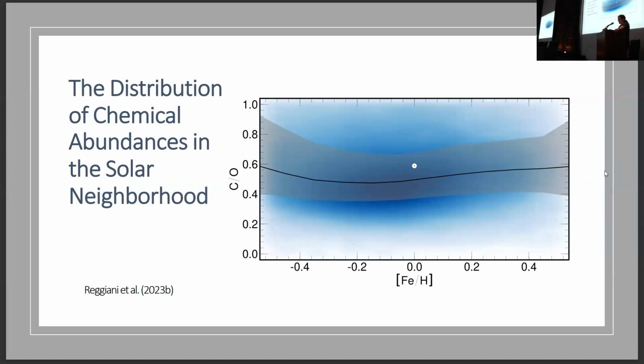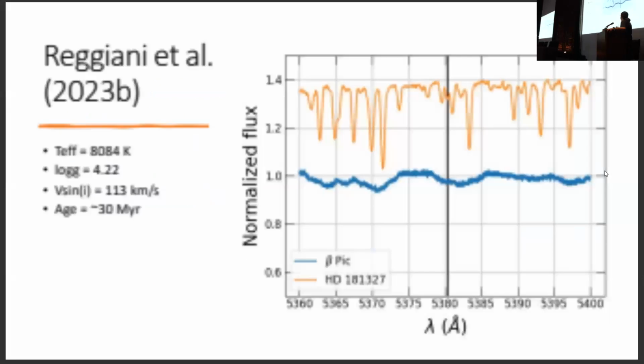So now we know we can't measure the disks because the disks have dissipated. If we assume solar composition, then it's probably incorrect because most of the stars in the solar neighborhood don't have solar carbon to oxygen ratio. What do? Well, you look at the actual star, right?